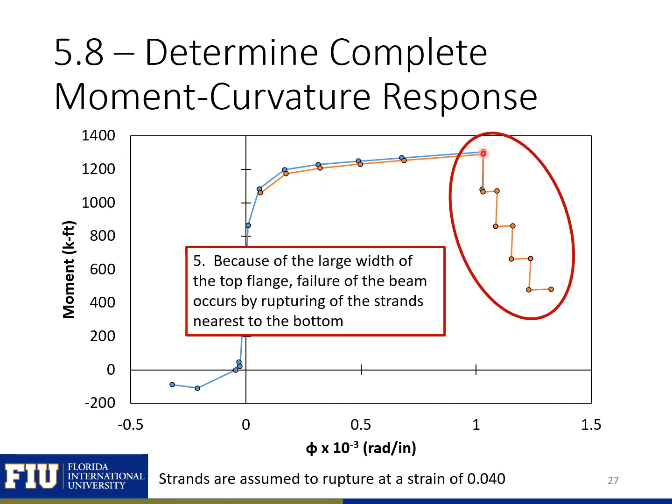At the end, at failure of the beam, we can see what type of failure controls the failure of the beam. We can see that the step down is caused by the rupturing of our pre-stressing strands, and this is because we have a large width of our top flange that prevents crushing of the concrete. So we have a failure of our pre-stressing strands rather than crushing of the concrete.